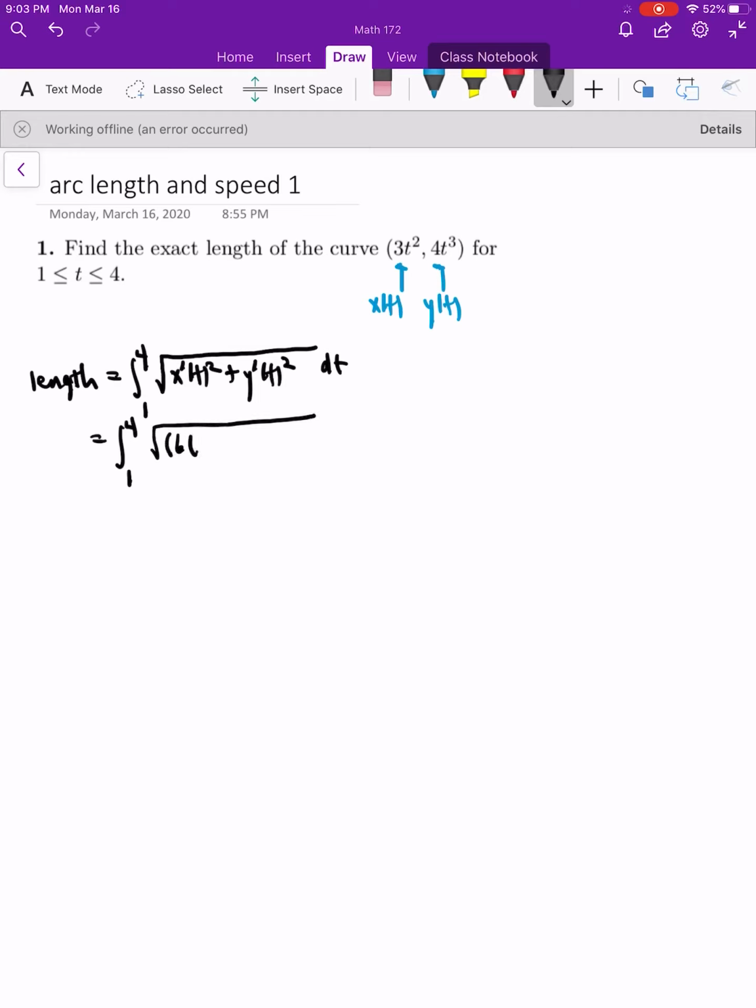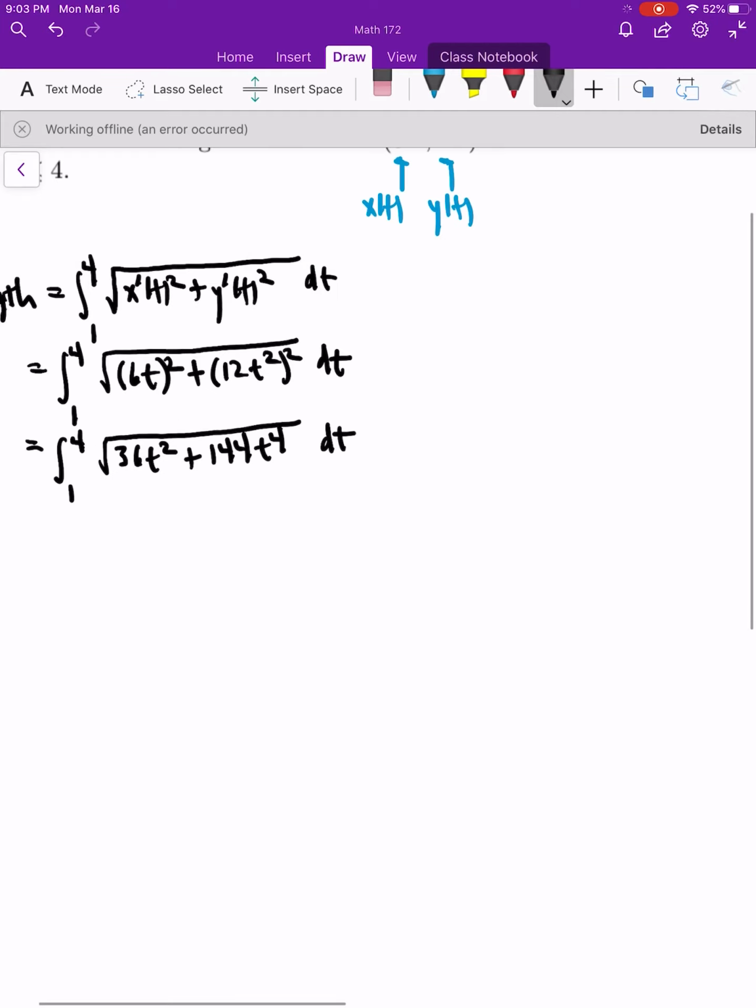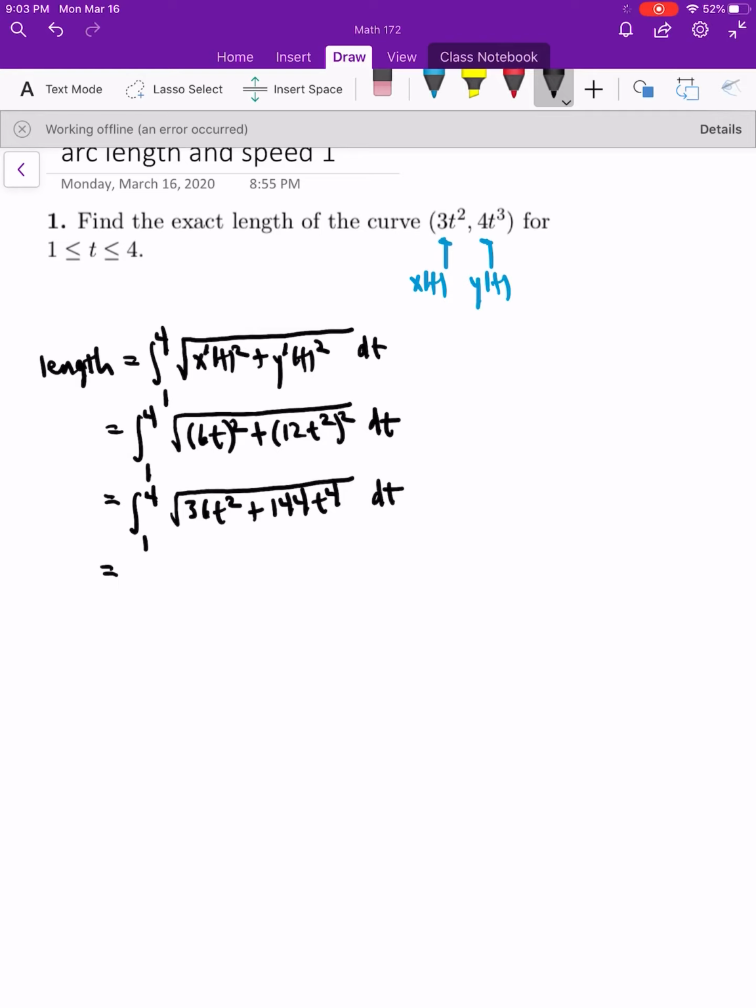X prime is 6t, y prime is 12t squared. Square both under the square root. 36t squared plus 144t to the fourth. There's a common 36 and a common t squared under the square root. Gives me 1 plus 4t squared dt.